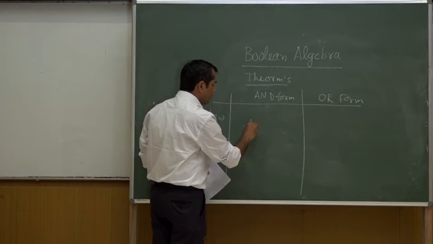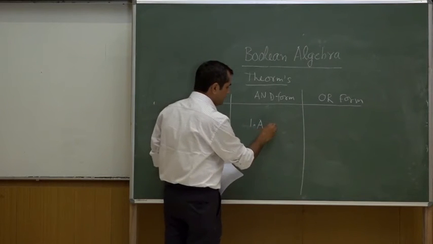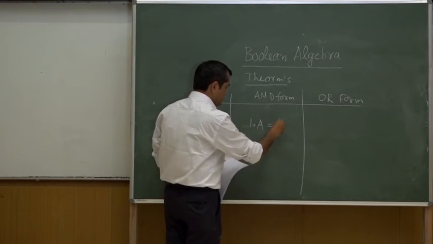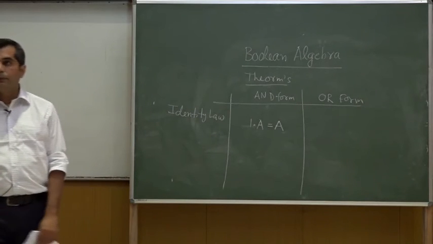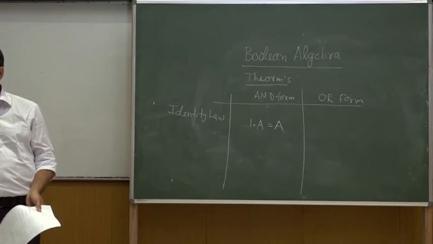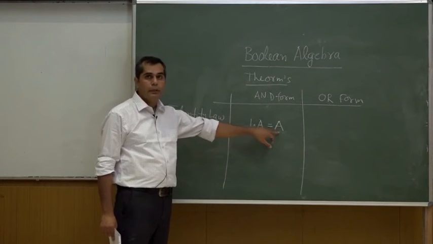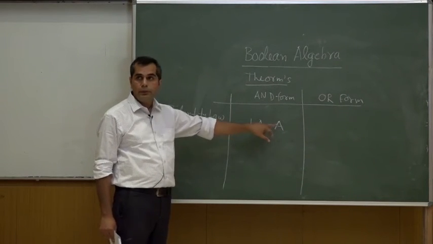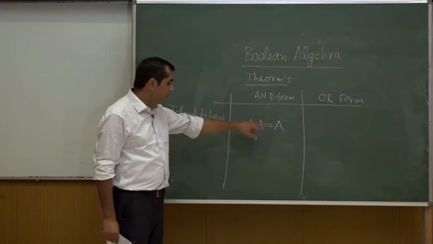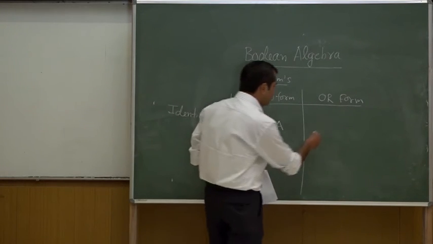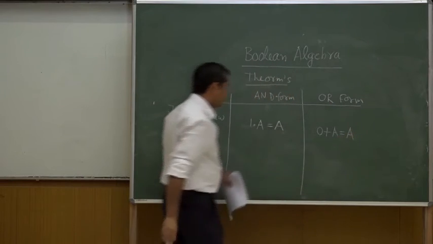in AND form it is 1 dot A is equal to A. Okay. If the variable is A and you multiply that variable by 1, you get the same variable A. That you can verify. A may be 0 or 1. If A is 1, then 1 into 1 is 1, that is A. If A is 0, then 0 into 1 is 0. So, A dot 1 is always equal to A. And this can also be represented in OR form. In OR form it is 0 plus A, that is equal to A.